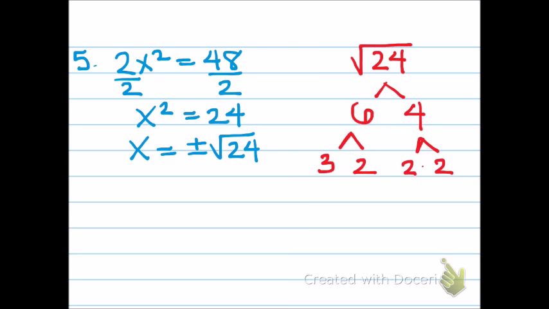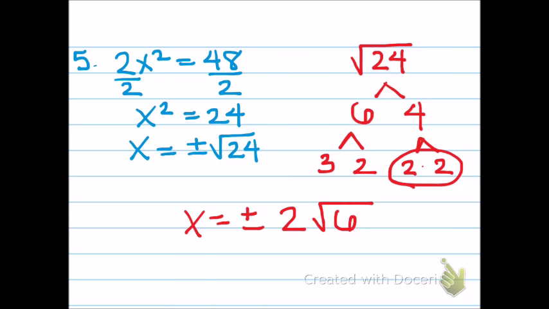6 can be factored into 3 times 2, and 4 can be factored into 2 times 2. So, to leave the party, each number must have a buddy. So 2 and 2 have a buddy, so they can come outside of the square root sign. So we're left with 2 times root 6. So your final answer is x equals plus or minus 2 root 6.